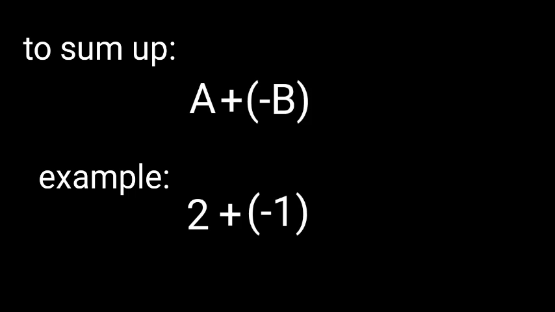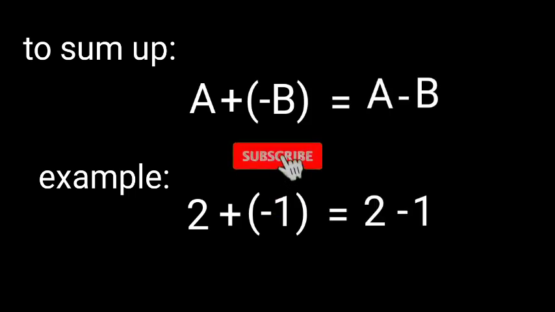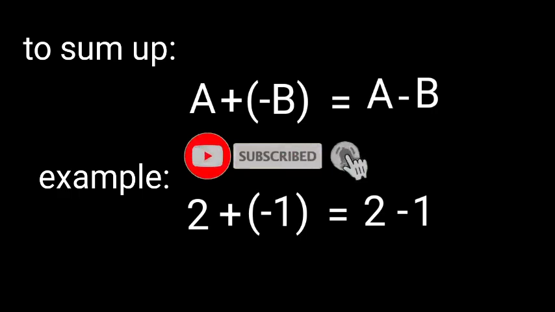To sum up, if the first number is positive and the second number is negative, we just copy the number and make it a subtraction. I have a video on subtracting integers. If you're curious, there's a link in the description below.